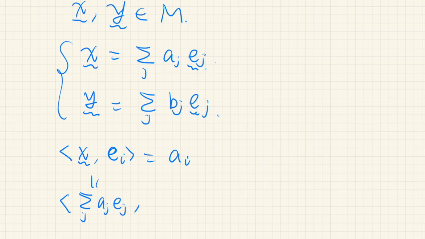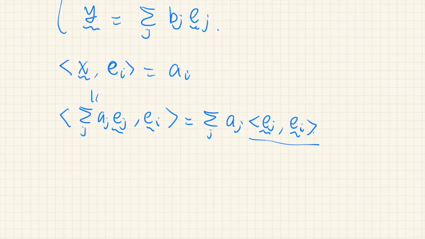So that's equal to the sum of aj times the inner product of ej and ei. But this is orthonormal, so we have aj delta ij. But this Kronecker's delta is 1 only when i is equal to j. Otherwise, it's 0. So if this j runs from 1 to d, then only one of these j's is equal to i, so that becomes ai.